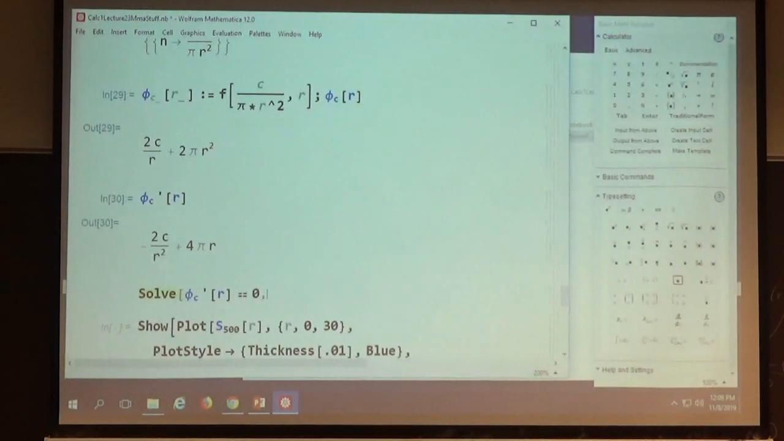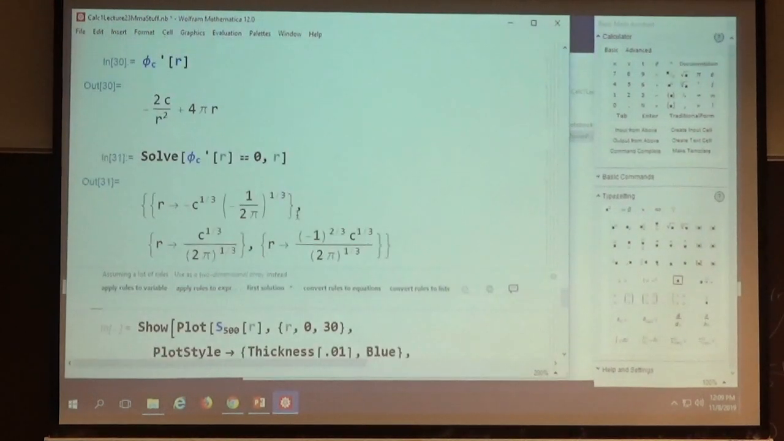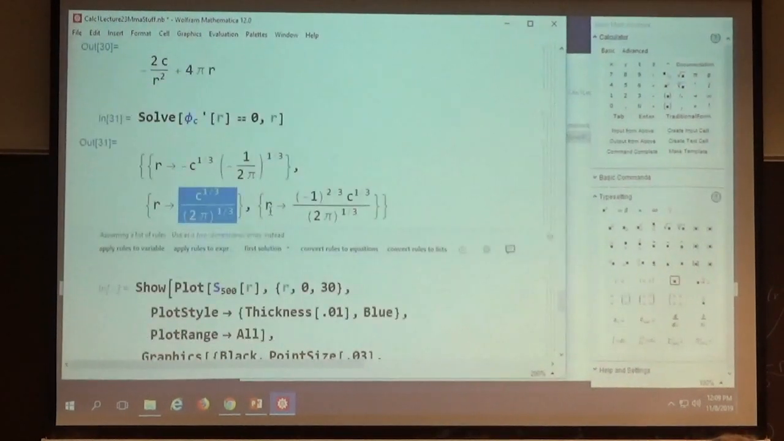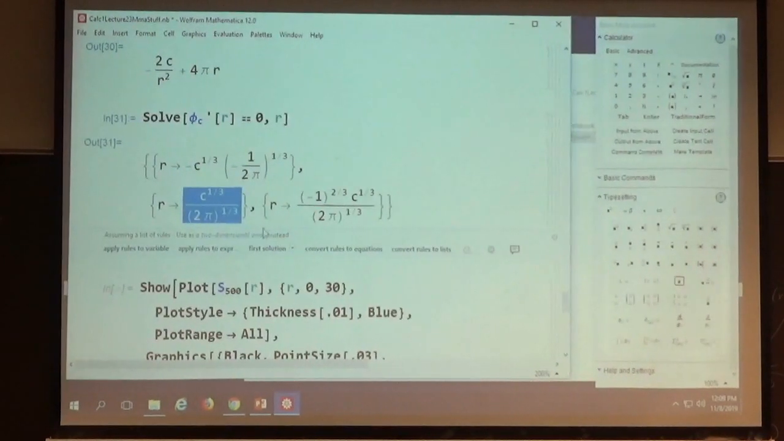Where does this equal 0? What is the value of r? There's the critical points, including some complex ones. Which one do we want? We want this one. Let me copy and paste that.